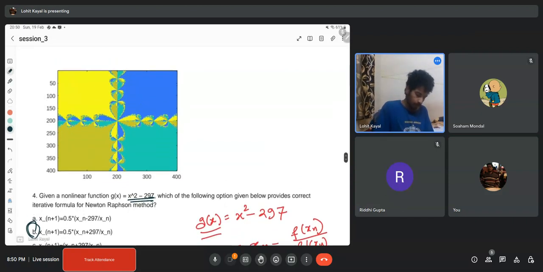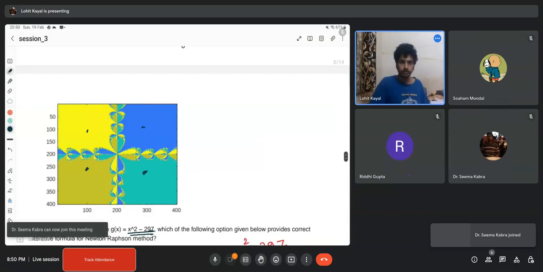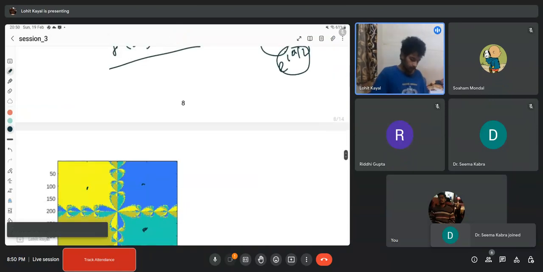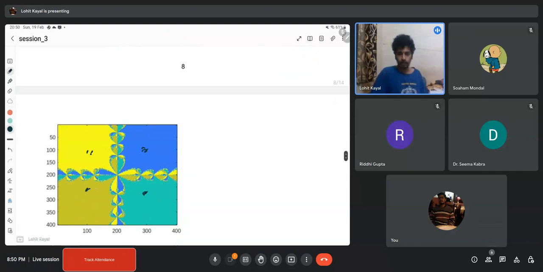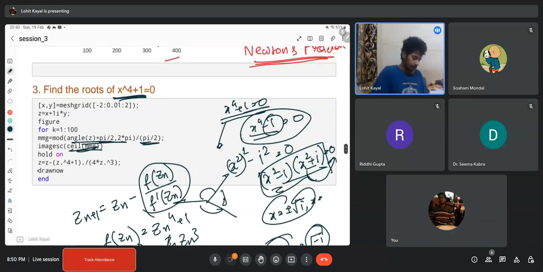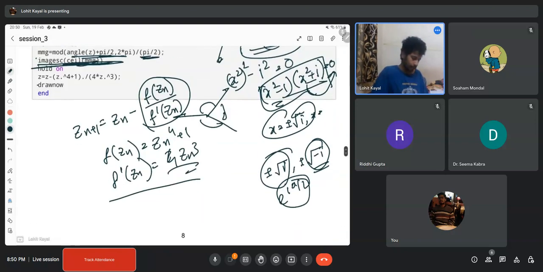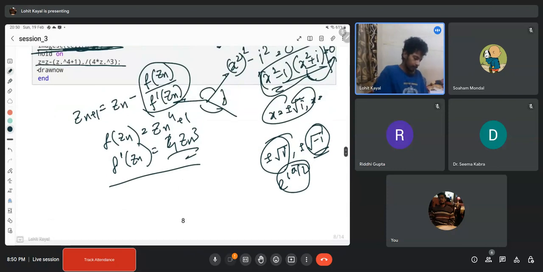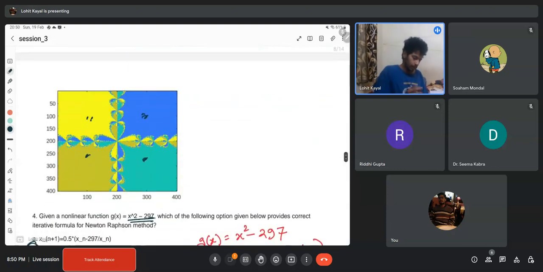So what is happening here is that I have 4 different colors for 4 different roots. Using this imagesc command, I am getting this value, and I am then modifying it using this formula. Okay, and you will see again the same non-trivial behavior.